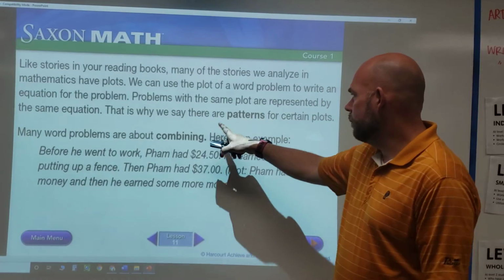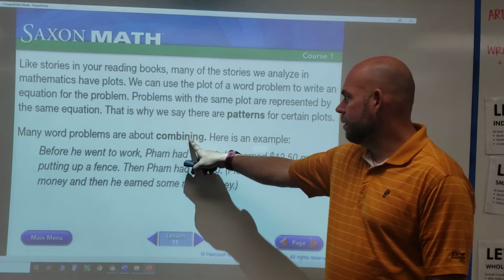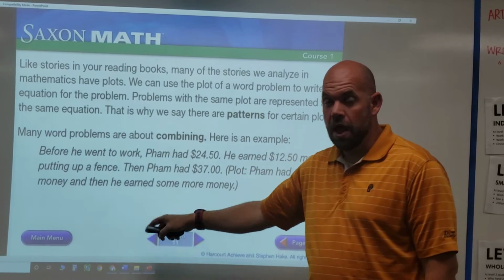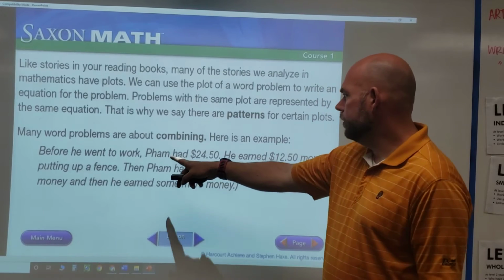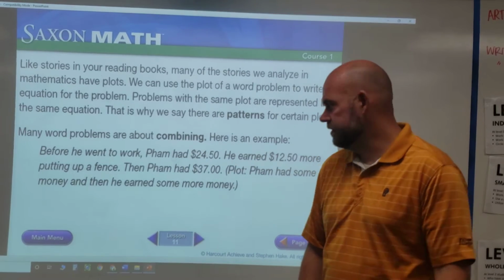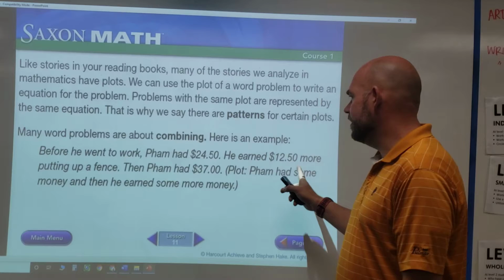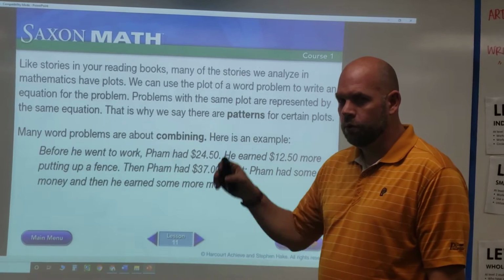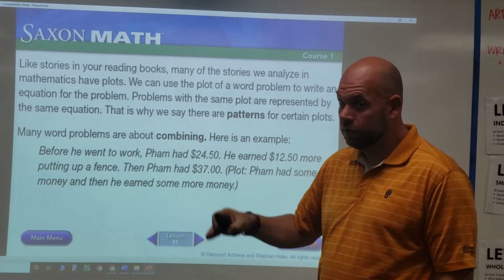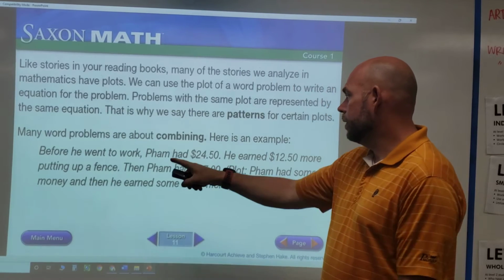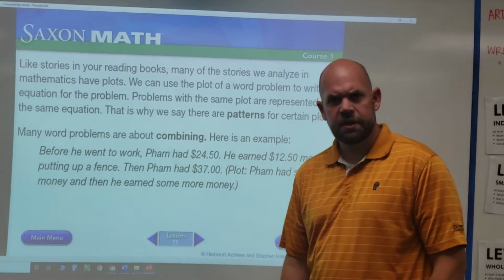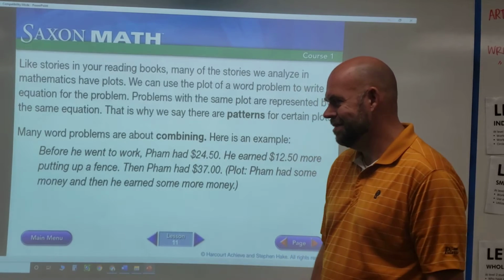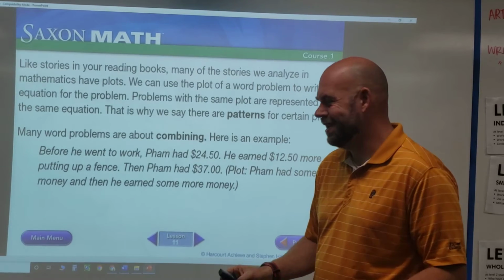So here we're looking for patterns. Many word problems are about combining, so we're going to read this example and look for what the problem is and how we're going to combine. Before he went to work, Sam had $24.50. He earned $12.50 more, so we had one number. We're going to add more to it. It looks like an addition problem. Then Sam had $37. Good job, Sam. Earning some money. That's what I love seeing. My kids do jobs all the time and earn money.